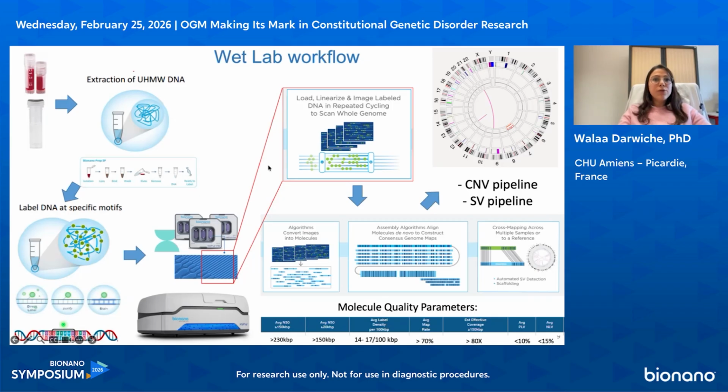After de novo or rare variant analysis, results are visualized and used as circus plots here in order to identify copy number variations or structural variations such as translocations and chromosomal deletions. For molecule qualities, we follow the recommended parameters for N50 that reflect molecule length, average label density, map rate, effective coverage, PLV, and NLV.